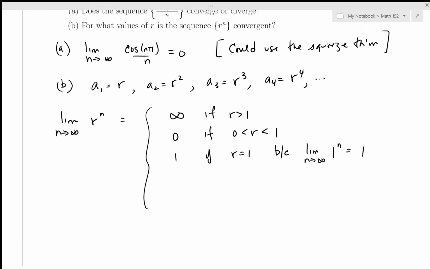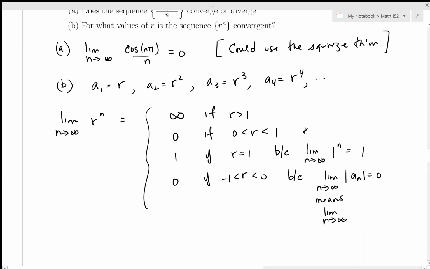Okay, so now it's negative. R is negative, between 0 and -1. We already have the result here for the positive situation. So I claim that this is 0 if R is greater than -1 and less than 0, because the limit as n goes to infinity of the absolute value of an equals 0 means the limit as n goes to infinity of an equals 0. And we already have this case sitting there, so therefore I can immediately claim this here.